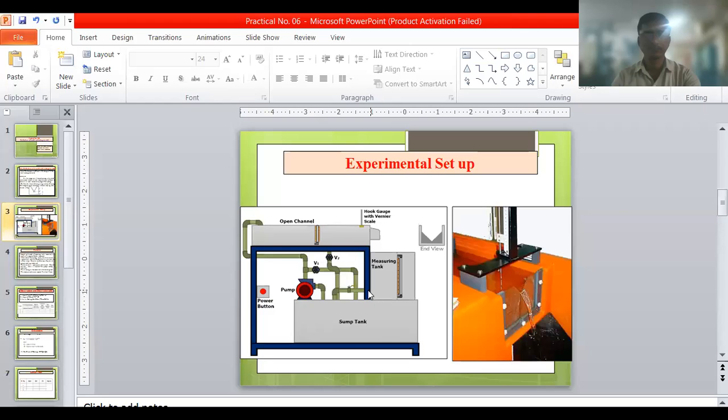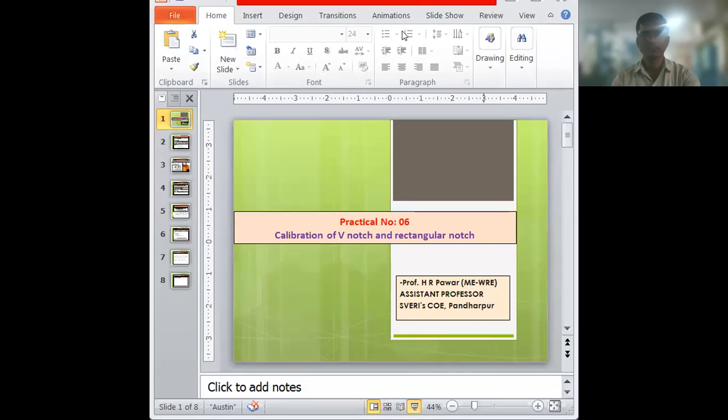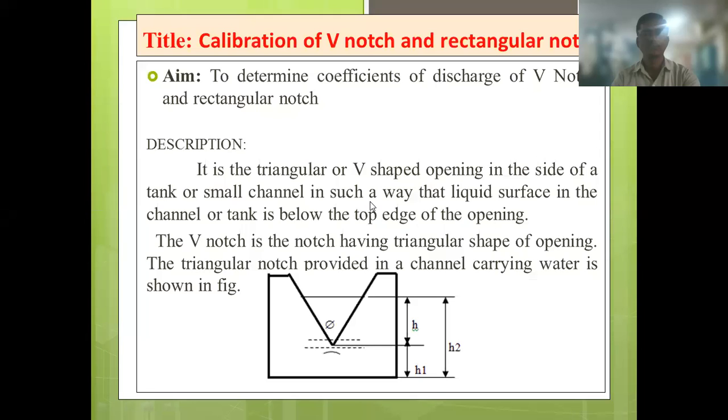Sir, the screen is not visible. One minute. Screen, practical number 6. Yes, is it visible now?